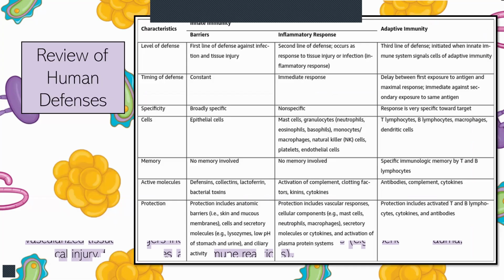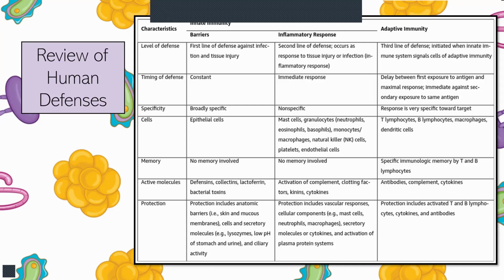So, comparing innate immunity with adaptive immunity, looking at level of defense, your first line of defense against infection and tissue injury for innate immunity is constant. The inflammatory response is an immediate response. For adaptive immunity, there is a delay between first exposure to antigen and maximal response, immediate against secondary responses to the same antigen. And then looking at specificity, for innate immunity, it's broadly specific. The inflammatory response is nonspecific, whereas with adaptive immunity, the response is very specific toward a target.